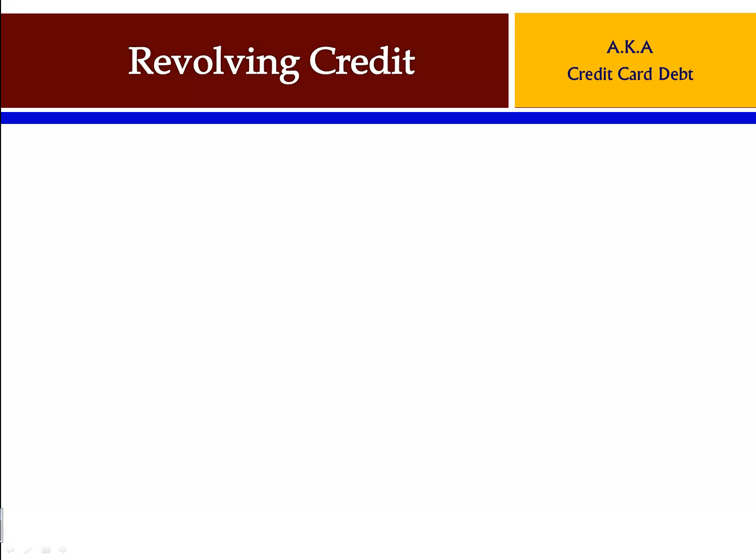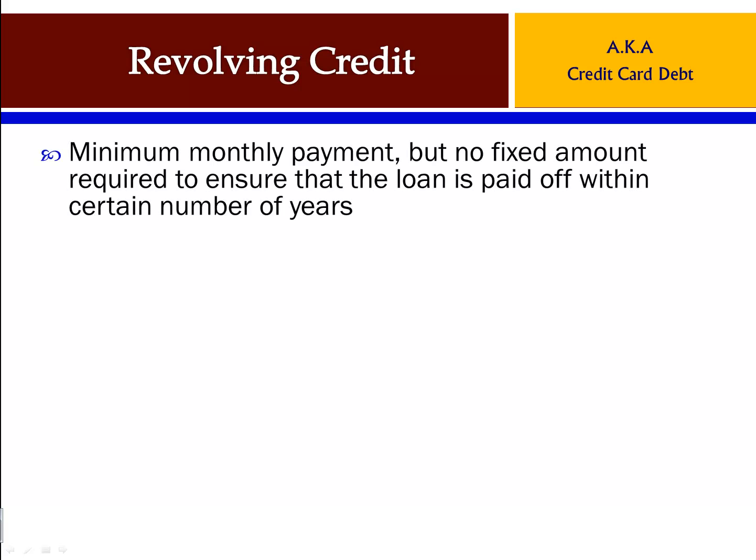The first thing we'll talk about is something known as revolving credit. And this is the kind of credit you get when you have a credit card. When you have credit card debt, there's a minimum monthly payment required, but there's no fixed amount required to ensure that the loan is paid off within a certain number of years. So you have some flexibility in how much you pay, and because of that, it may take you a very long time to pay it off.